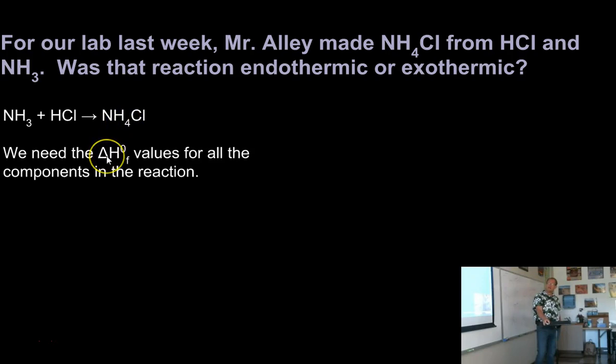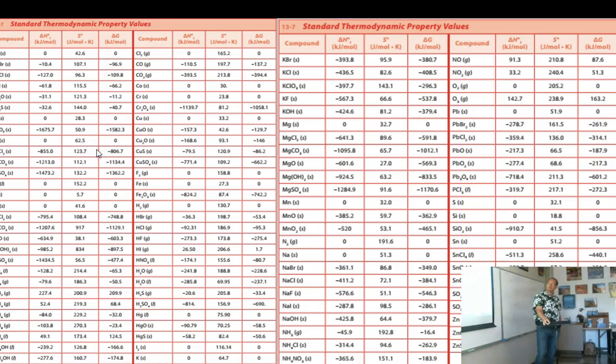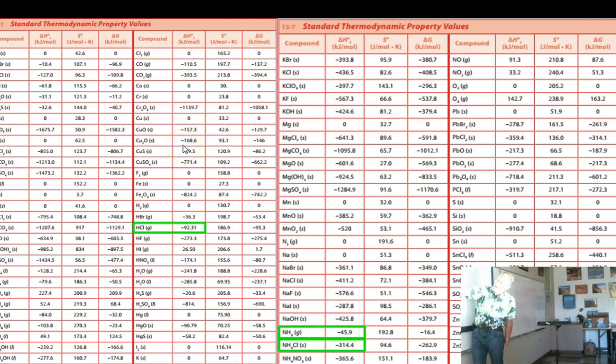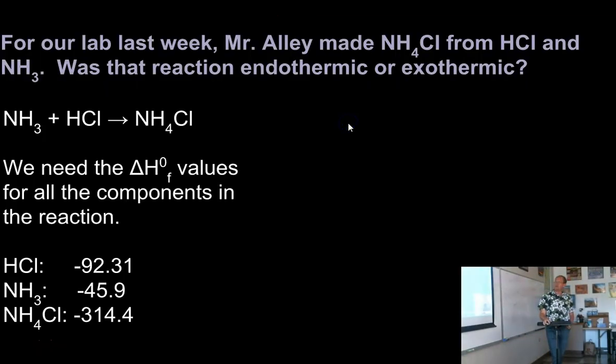And so I need the enthalpy of formation values for all those things. And you can look it up in a table. And here's a table. This is actually the table that's in your book, okay? And you will get to become friends with it. So when I look up the table, here is hydrochloric acid at negative 92.31. Here is ammonia at negative 45.9, and here's ammonium chloride at negative 314.4. So you would look up the things that you need, okay? And once you've done that, you can take those values back.